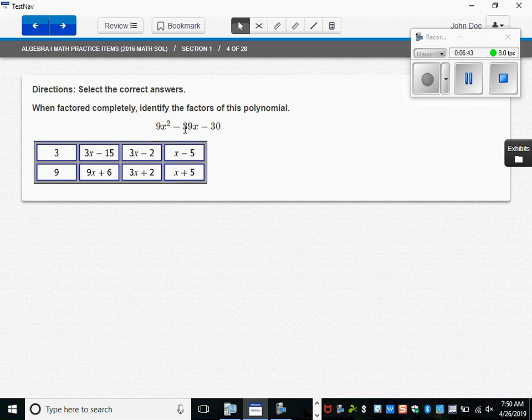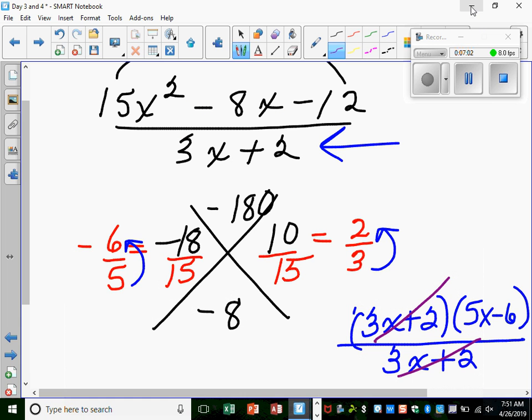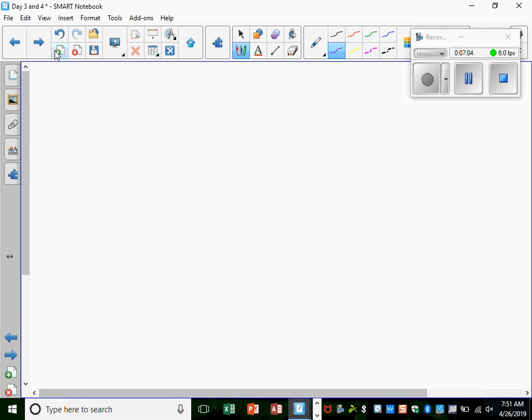And the very first thing I would do, notice how they have choices 3 and 9, like which one would you pick? Obviously, they're divisible by 3. Now, once you do that and it's divisible by 3, obviously there are some other factors. So let's go ahead and factor this one out. So when I divide by 3, I'm going to have 3x squared minus 13x minus 10.